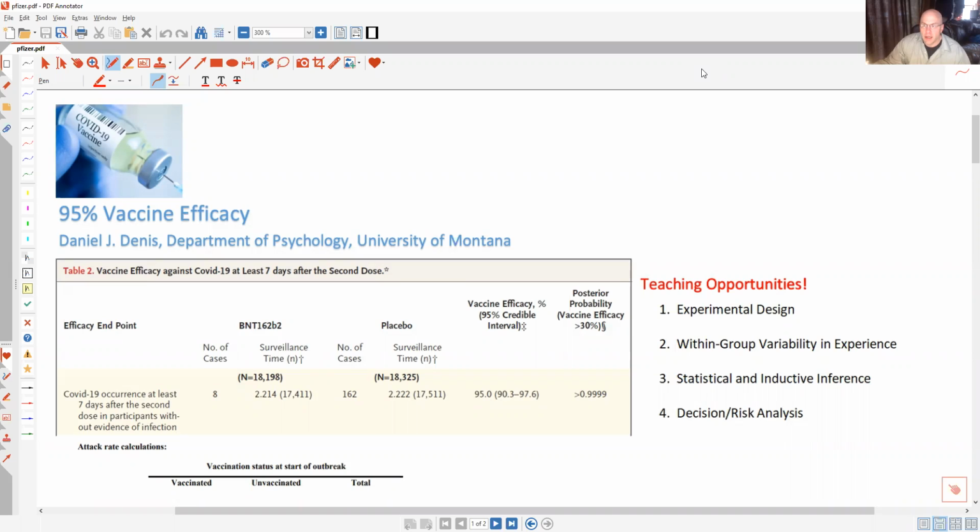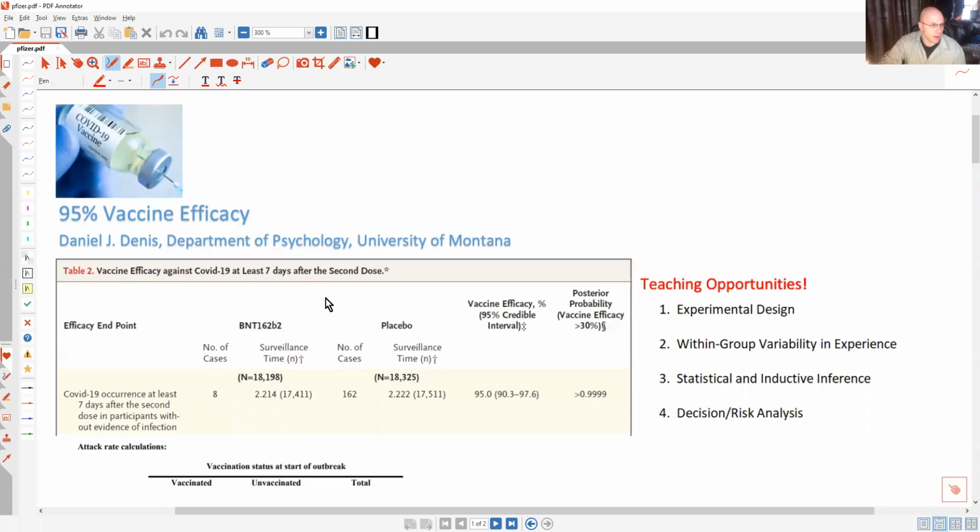And in this brief presentation, we want to talk about the 95% vaccine efficacy computed on the Pfizer data. We'll talk about how that 95% figure is computed, and then we'll talk about a few teaching opportunities afforded by looking at data such as this to highlight some statistical and research issues. And then we'll close out with a brief quiz to evaluate knowledge.